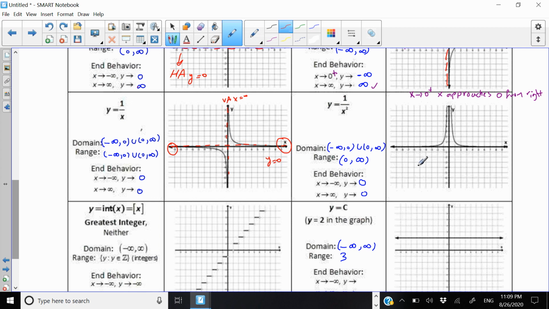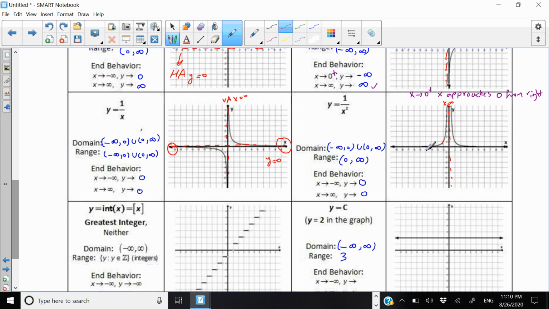Now here we have 1 over x squared. This is another function. Okay, the domain. As you see, we have a vertical asymptote here. That's x equal to 0. So I need to exclude this from my domain. As I'm moving from negative infinity, I have to make a jump here and then go after 0 to infinity. So I'm going to write domain negative infinity to 0 and 0 to infinity.